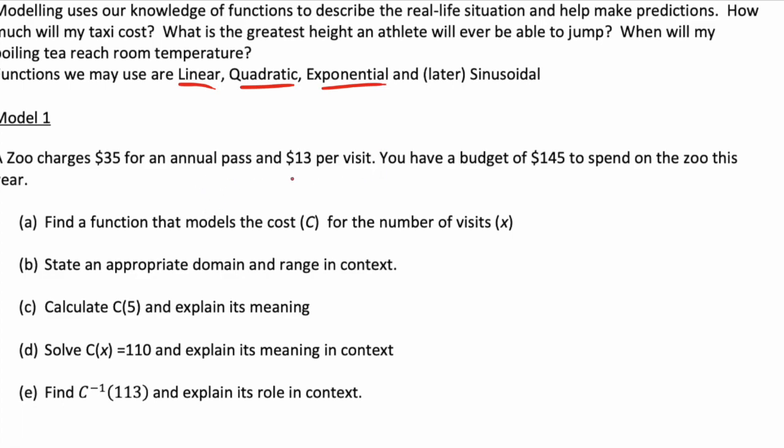Okay, in this first one here, we have a zoo that charges $35 for an annual pass and $13 per visit. This looks like a linear model because we have a constant increase of 13 here. So we have an initial value of 35 and an amount of $13 extra per visit. So that's going to be linear with the y-intercept of 35 and the slope is going to be 13. So the equation for this, the function, is going to be c of x equals 13x plus 35. Okay, that's the function that models the cost.